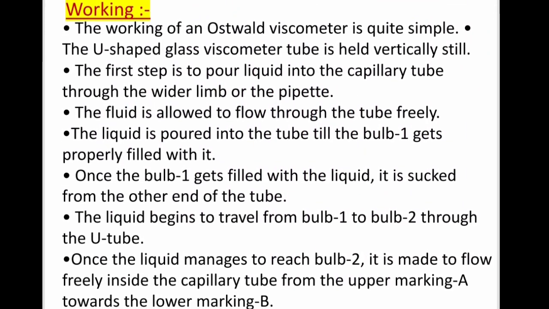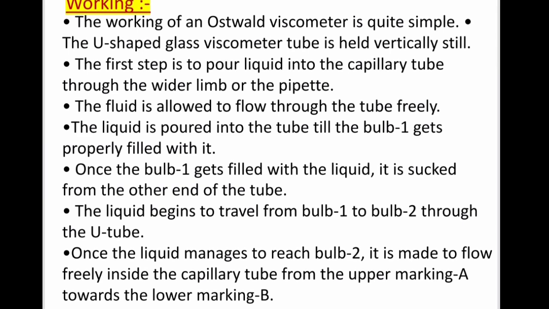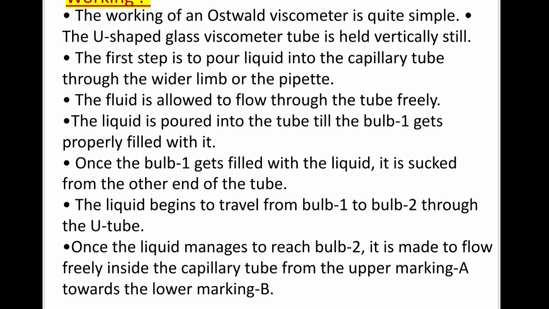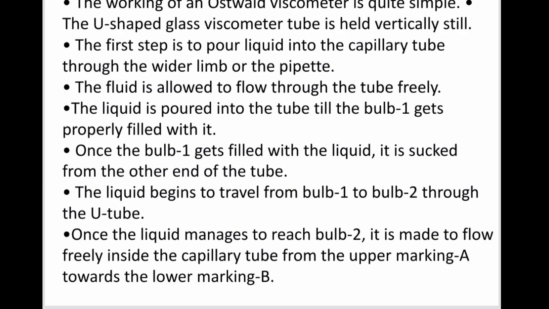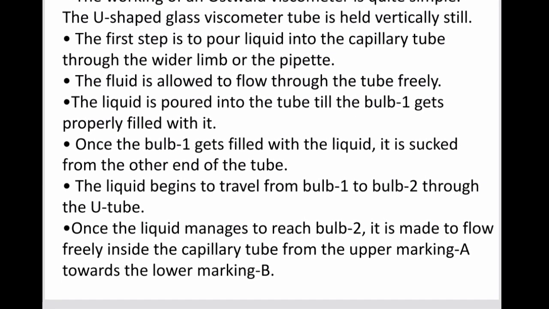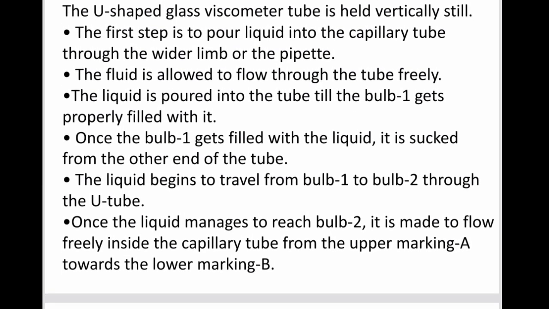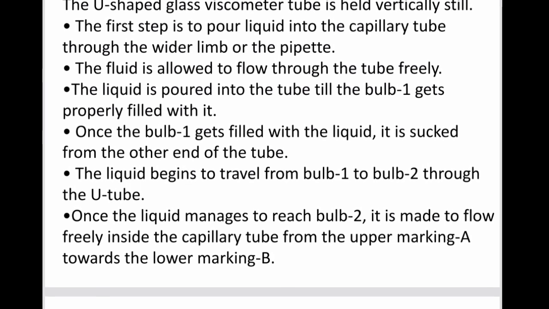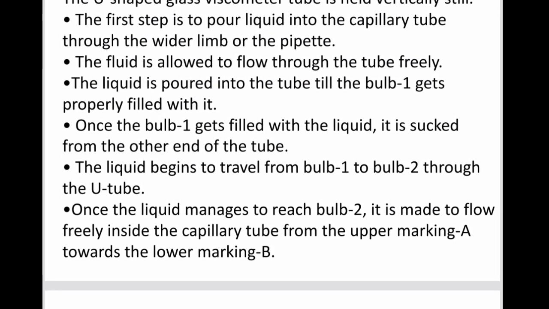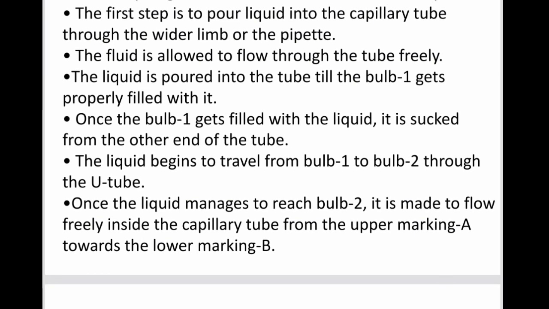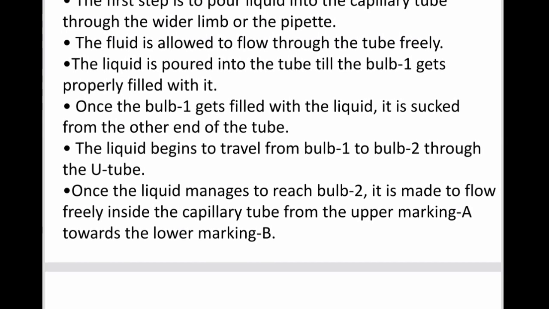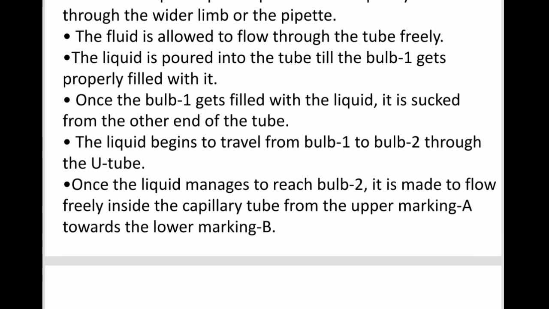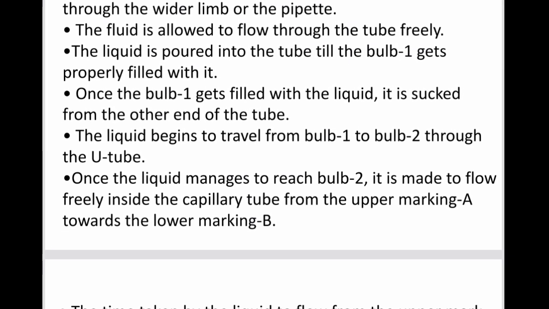The working of an Ostwald viscometer is quite simple. The U-shaped glass viscometer tube is held vertically still. The first step is to pour liquid into the capillary tube through the wider limb or the pipette. The fluid is allowed to flow through the tube freely. The liquid is poured into the tube till bulb 1 gets properly filled with it. Once bulb 1 gets filled with the liquid, it is sucked from the other side of the tube.